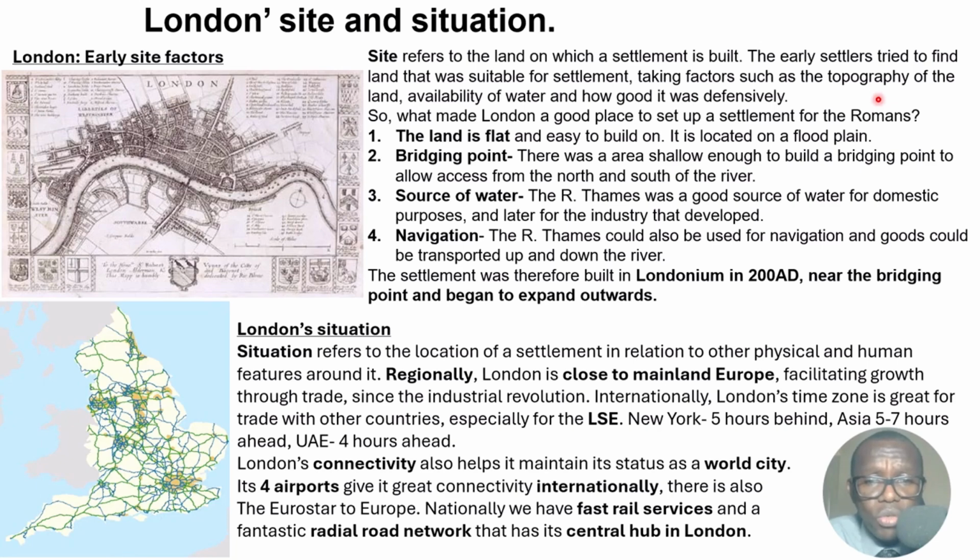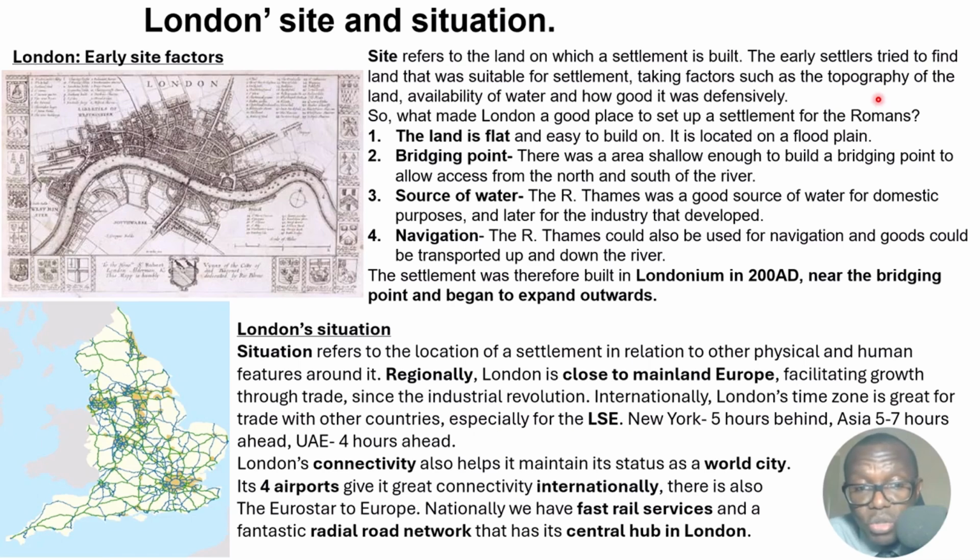So what made London such a good site then for the Romans? The first reason was that the land where London was built is quite flat, so it's very easy to build on. It's located on a flat floodplain, and this is why it's flat. It's towards the end of the River Thames. And then there was also a bridging point. This is an area where the water is shallow enough for you to be able to cross the river and access the north from the south and the south from the north. That obviously made it a good site as well.